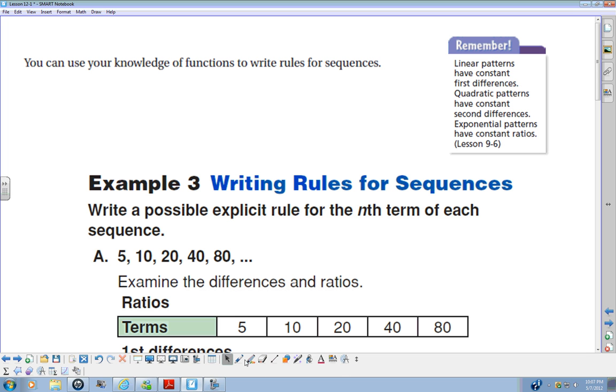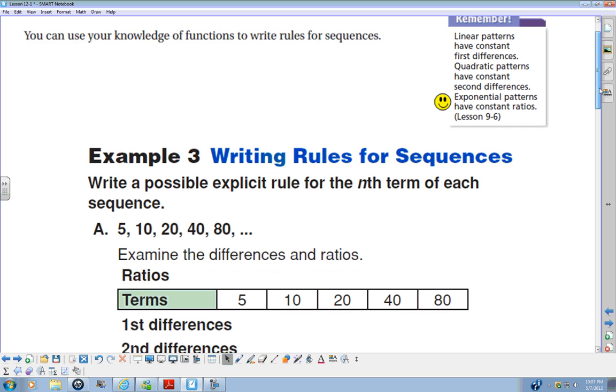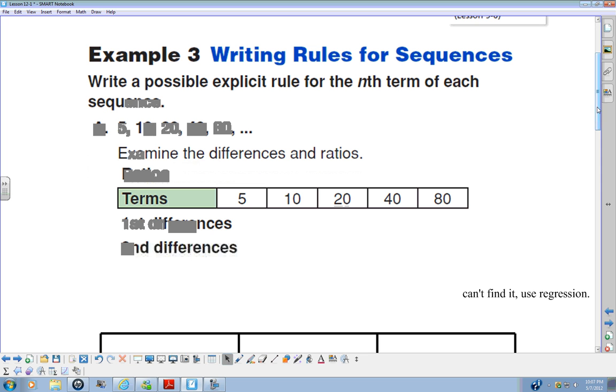So a reminder that our patterns, if we have a linear pattern, have constant first differences. Quadratic patterns have constant second differences. And exponential patterns have constant ratios. So most of the explicit rules we're going to end up writing are going to be one of those three, and then sometimes you just have to compare the numbers to the value of n to help figure them out. So here we have this sequence, 5, 10, 20, 40, and 80.